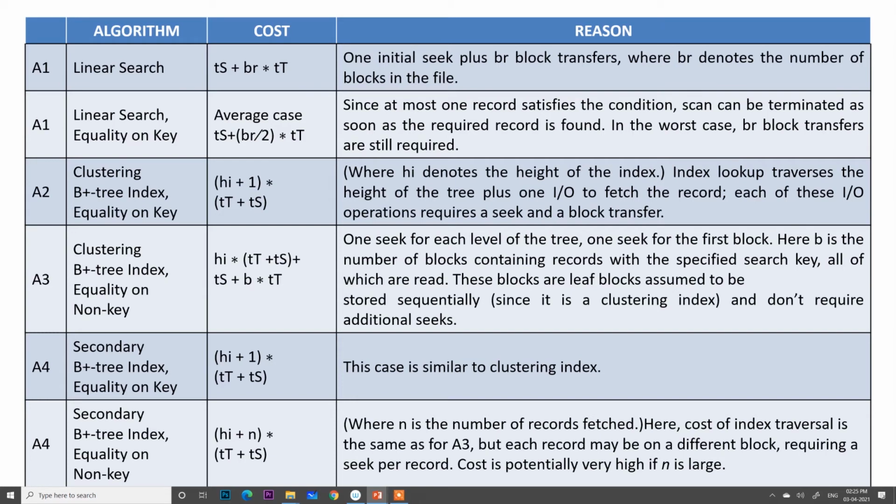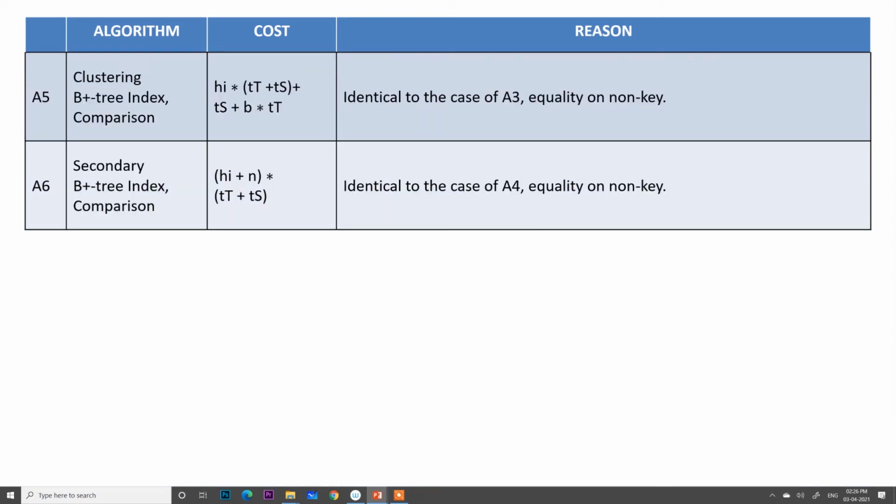And the next one is secondary B plus tree index, equality on non-key. Here n is the number of records fetched. It is the same as the secondary B plus tree equality on key, but here n means we don't know where the record is actually located, since it is not a key value. So we are dealing with n number of records, and the cost is potentially high if n is very large. That is, it will take more time to traverse as well as to seek the record.